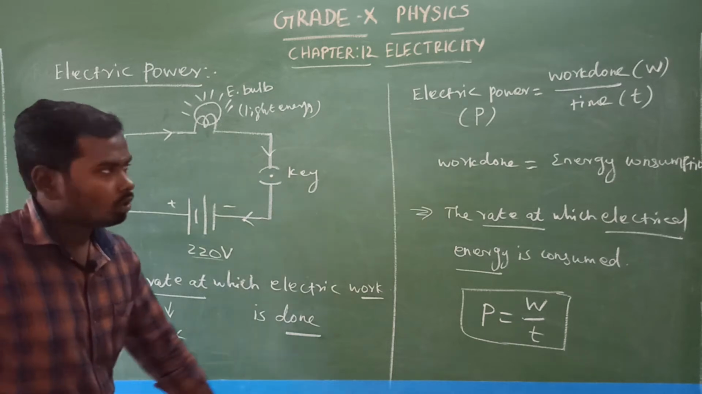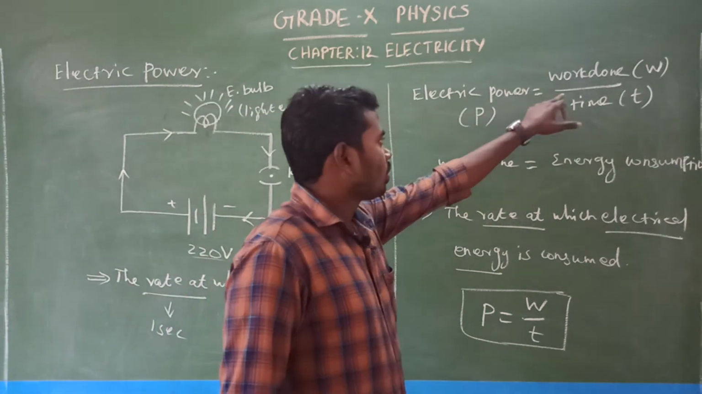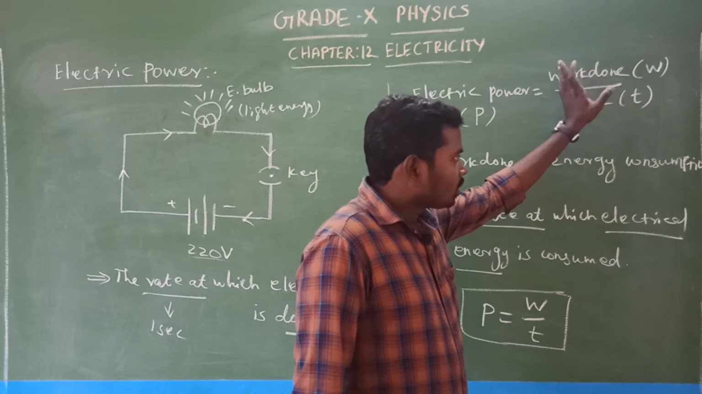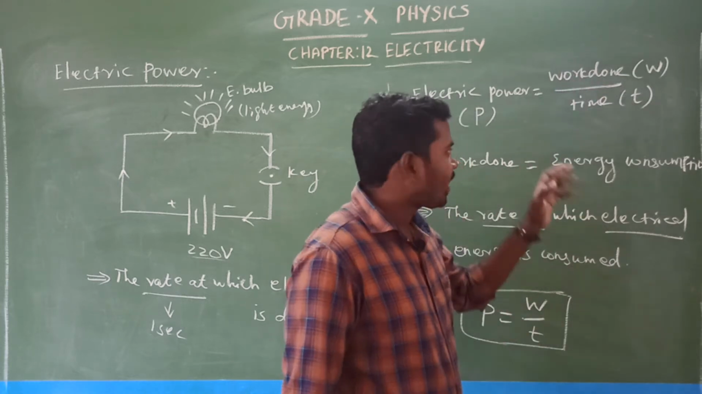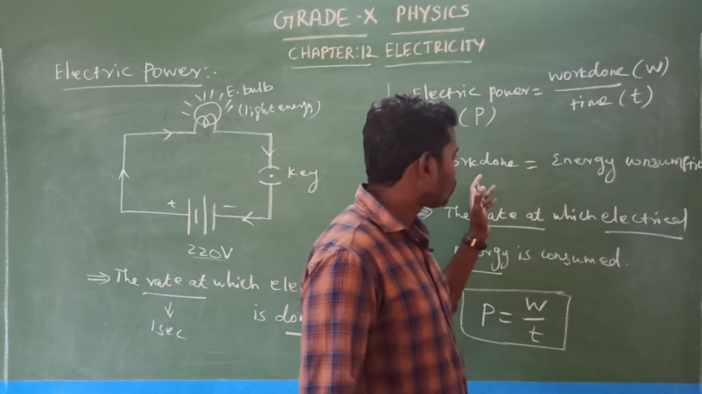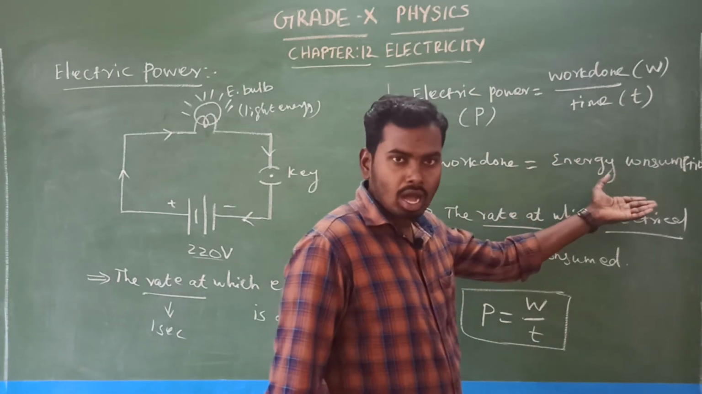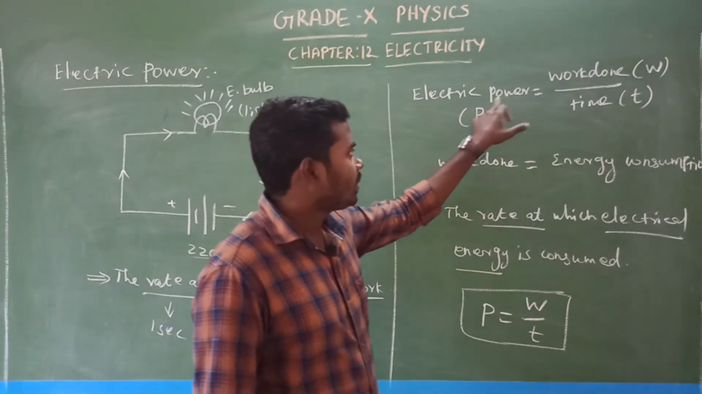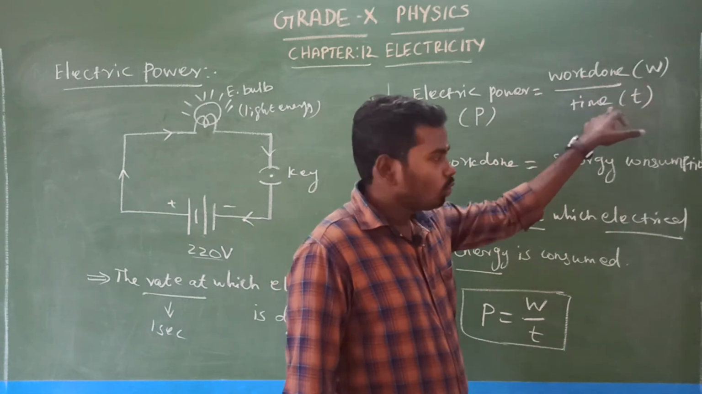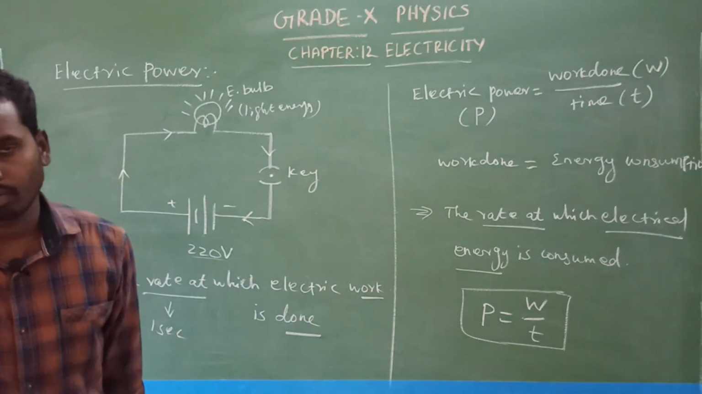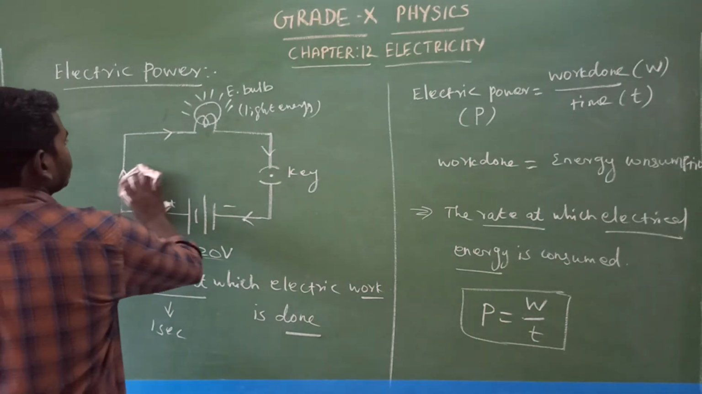So electric power is equal to work done divided by time. This is in terms of work done. In terms of energy, we can write electric power is equal to energy divided by time. Both are the same, because work done is equal to energy consumption. Am I right? Yes. Electric power is P, and W by t is electric power. That's all.